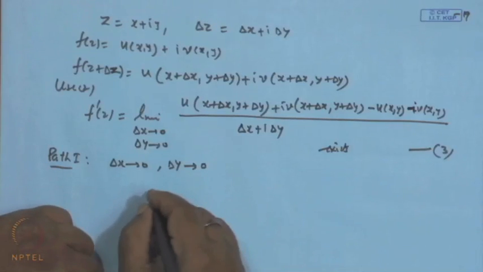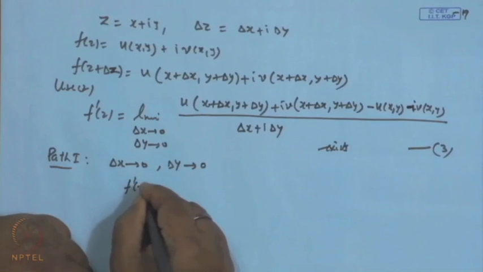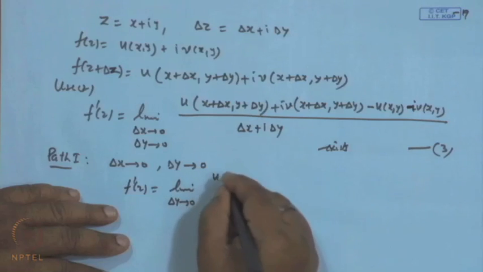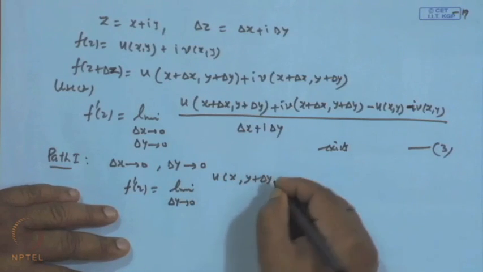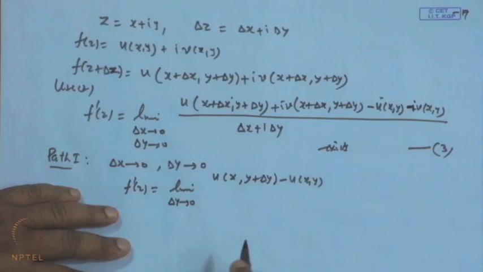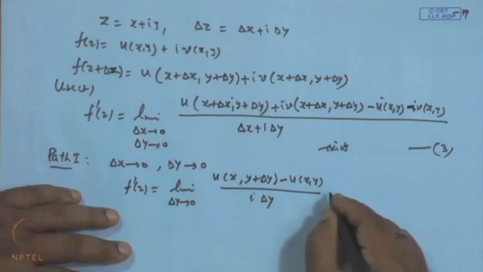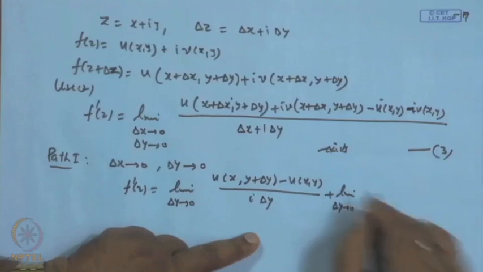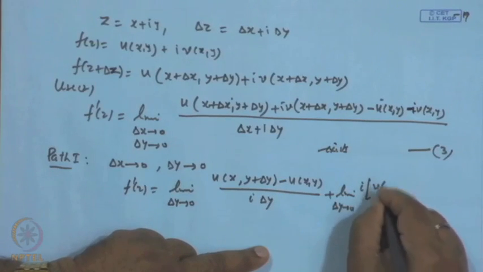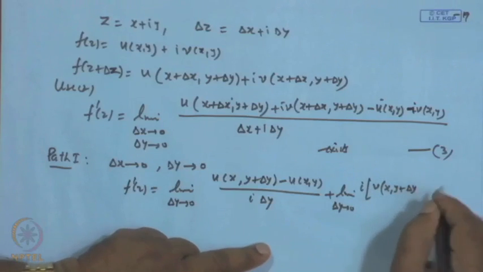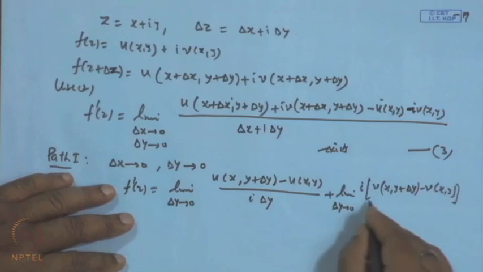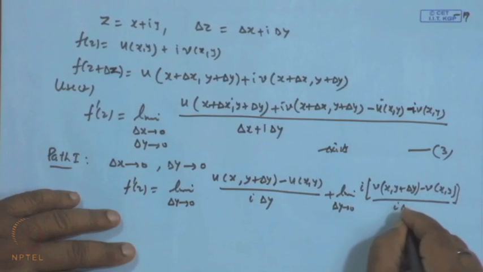So we are getting f prime(z) equal to the limit as Δy tends to 0 of [u(x, y + Δy) − u(x,y)] divided by iΔy, and then from here we get the limit as Δy tends to 0, with i taken out common, of i times [v(x, y + Δy) − v(x,y)] divided by iΔy.